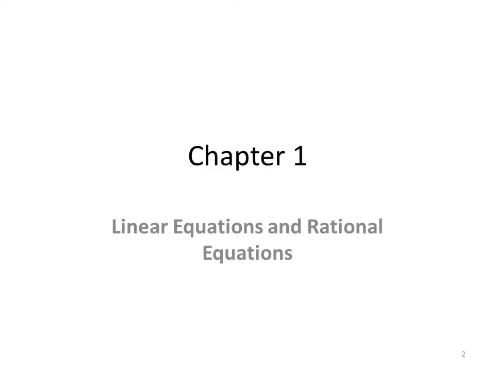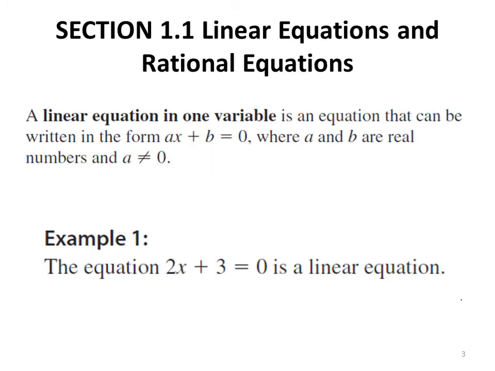In this tutorial we will cover chapter 1, in which we will mostly consider linear equations and rational equations. To start with, we will start with linear equations. A linear equation in one variable is an equation that can be written in the form ax plus b equals 0. Here x is a variable and a and b are real numbers.